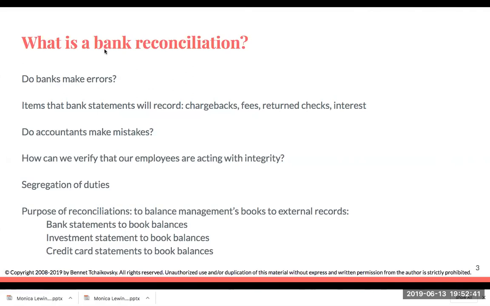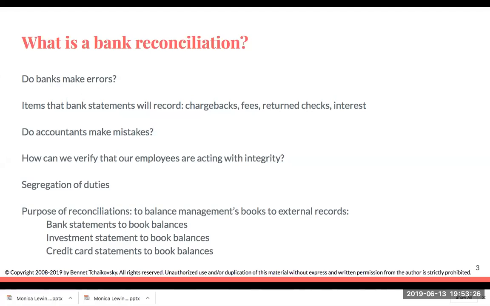This can be any type of reconciliation. Really, what we're doing is taking an external statement, meaning a statement prepared by a third party, and reconciling it with the records that we have on our books. Do banks make errors? Yes, they do. Sometimes banks open up two accounts for us unbeknownst to us. On the bank statements, there will be different types of items that we may not actually see in our books, mainly chargebacks, fees, return checks, and interest.